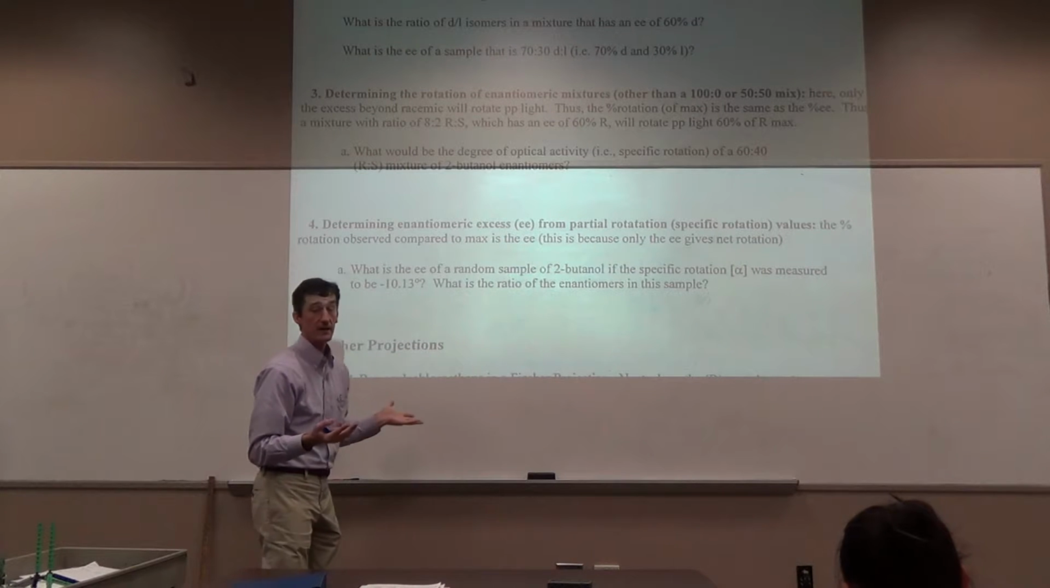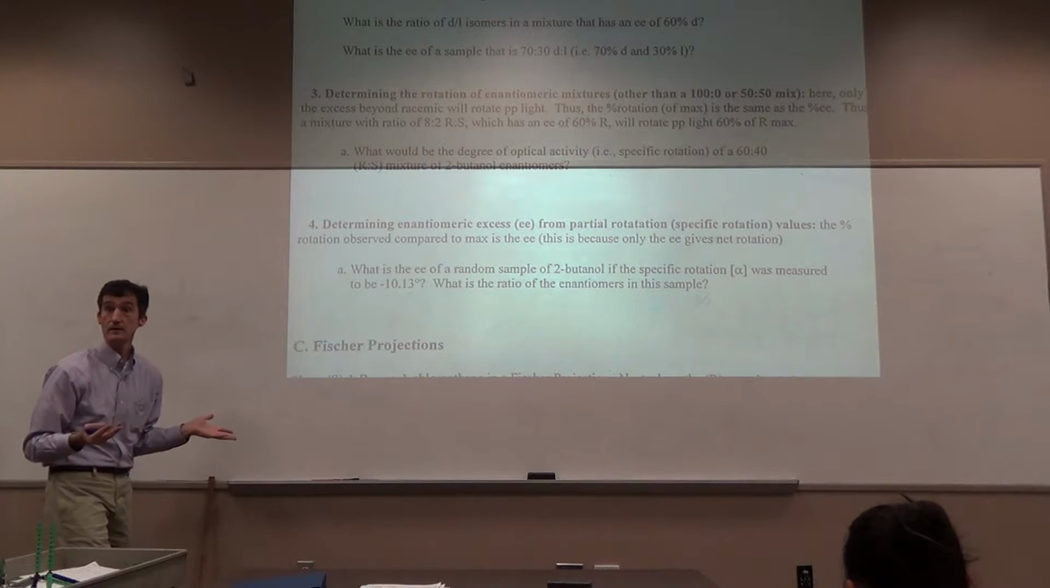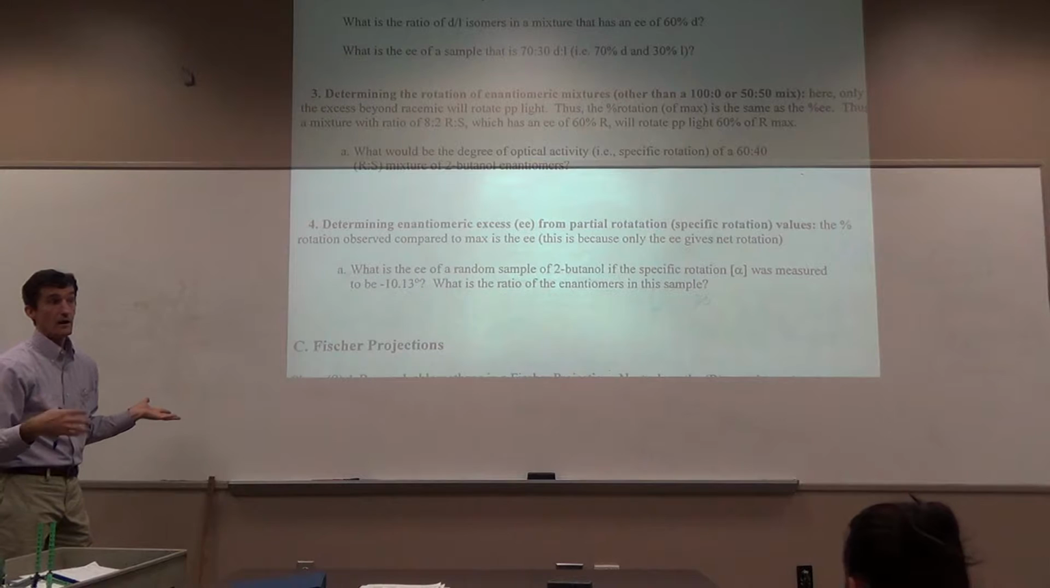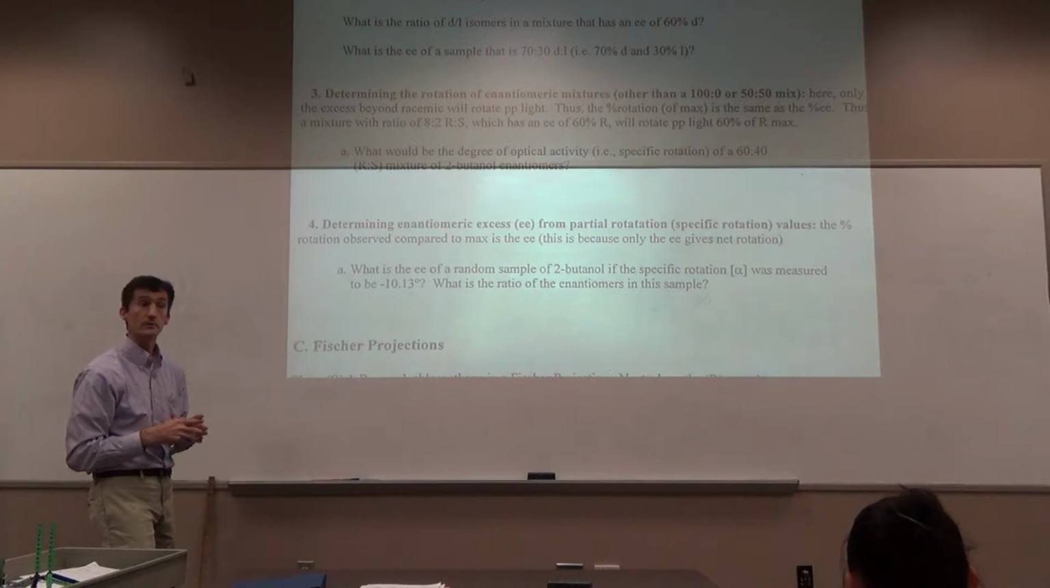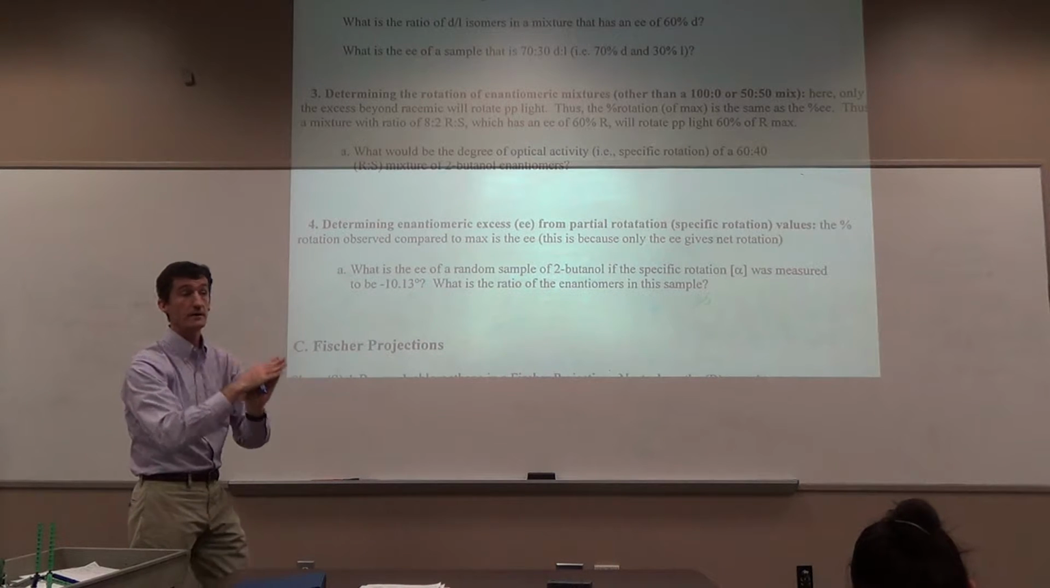If your standardized value is not negative 11, well, if it's negative 5, that means it's not 100% that one enantiomer. Something is causing it to shift the other way.